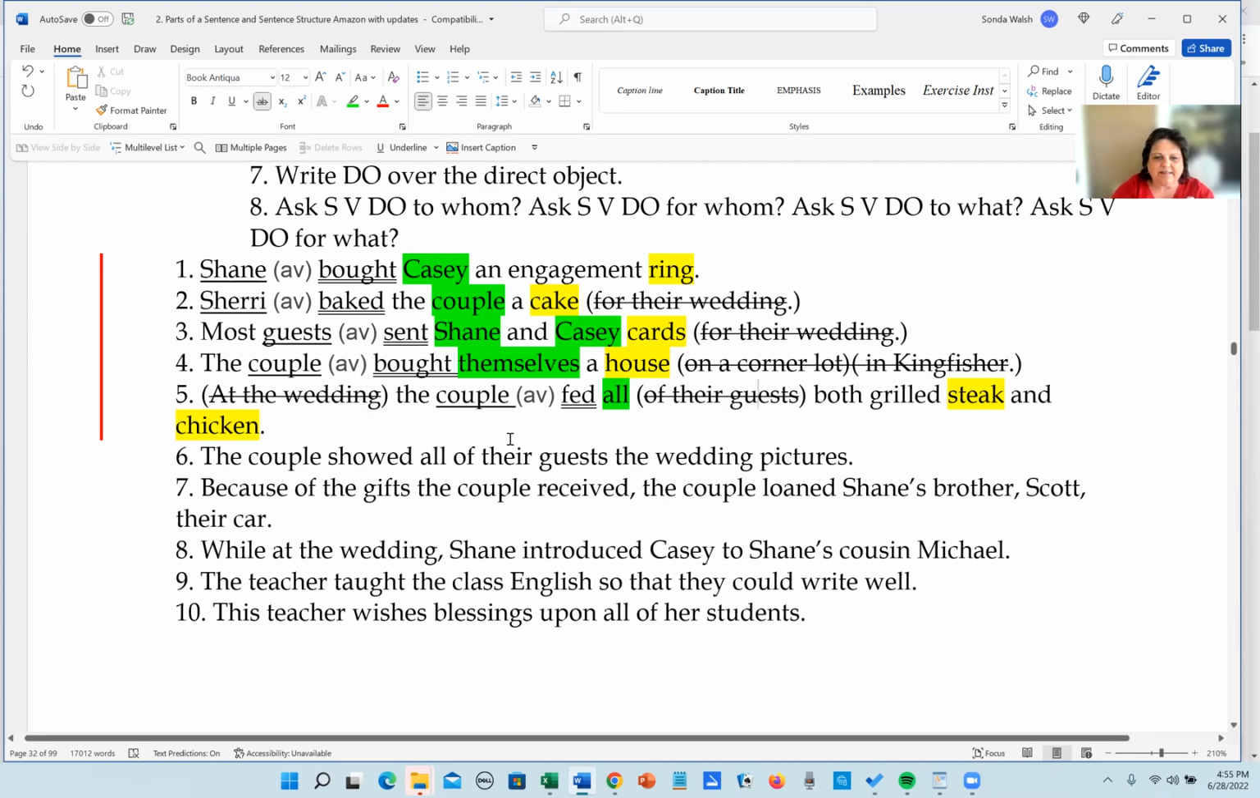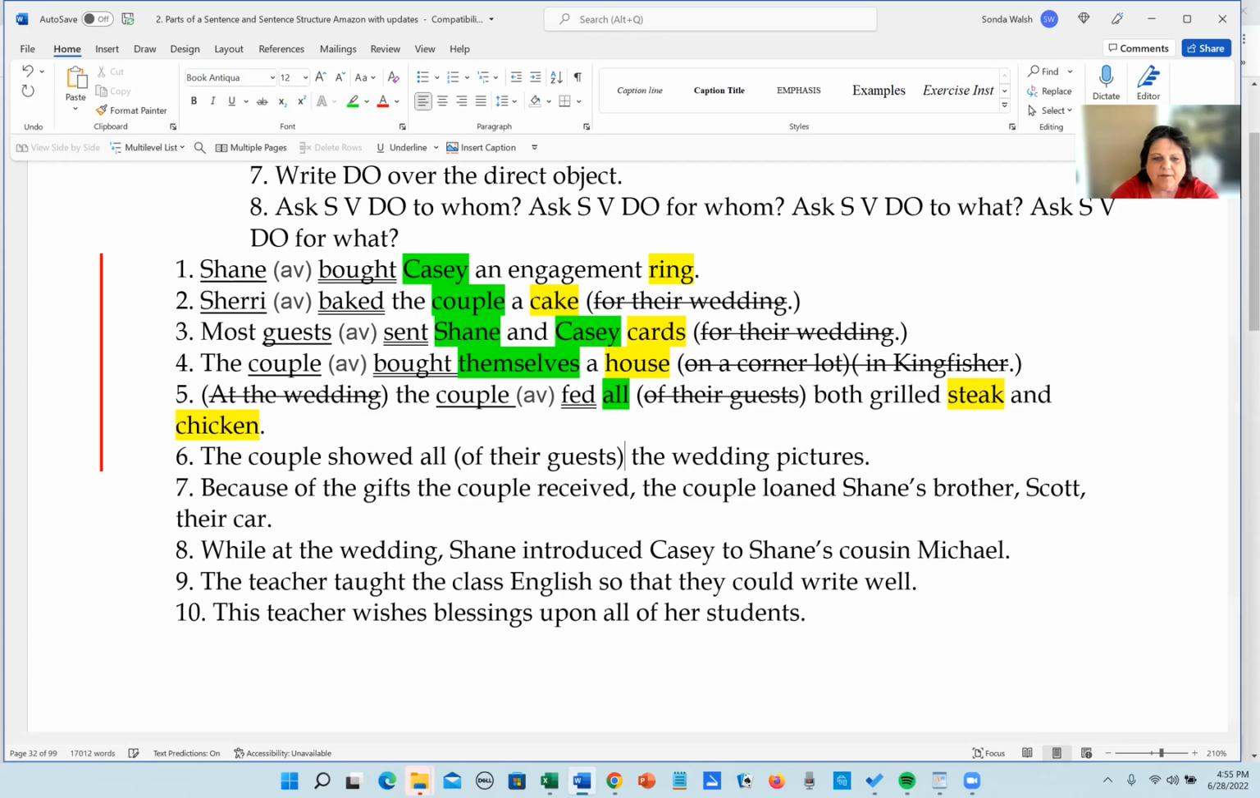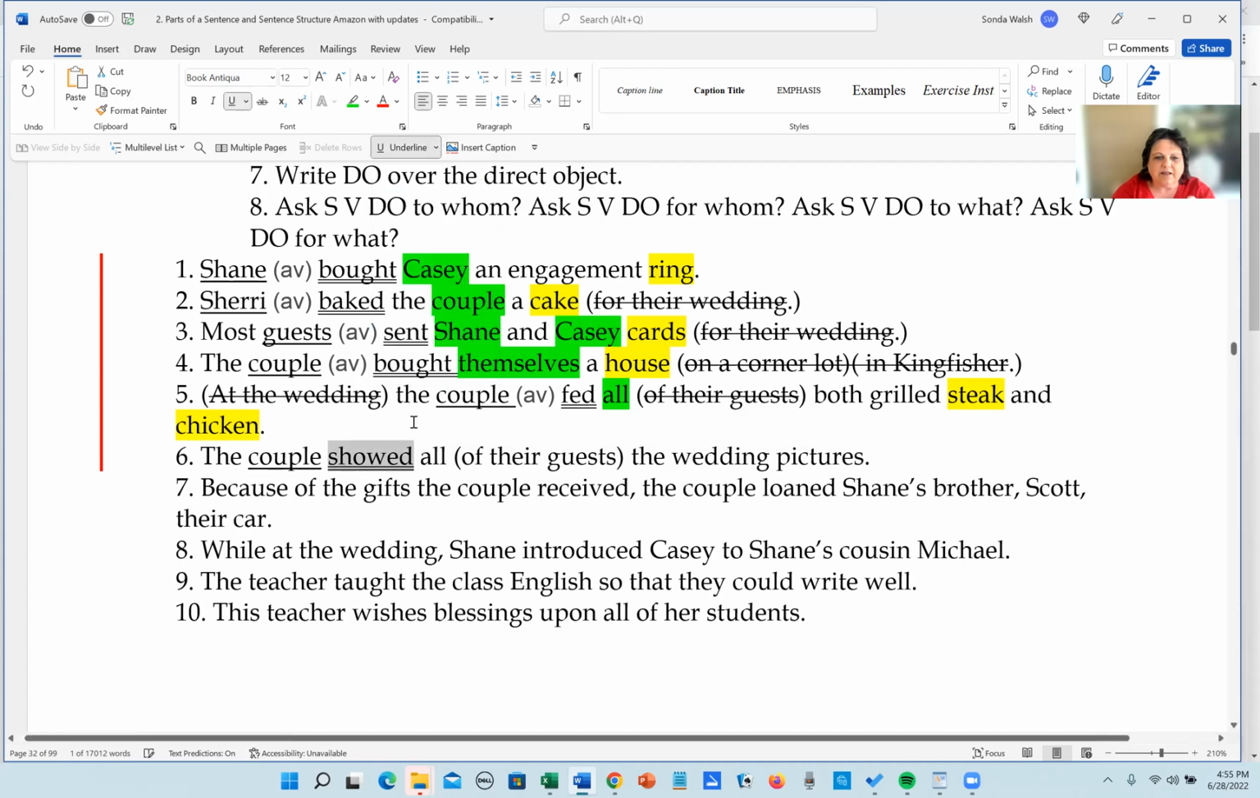Okay, number 6, of their guest is a prepositional phrase. So we're going to put parentheses around that. Okay, we find our subject. Couple is our subject. Couple, what did they do? They showed. That is our verb. Put 2 lines under that. Couple showed what? Pictures. Pictures is the direct object.